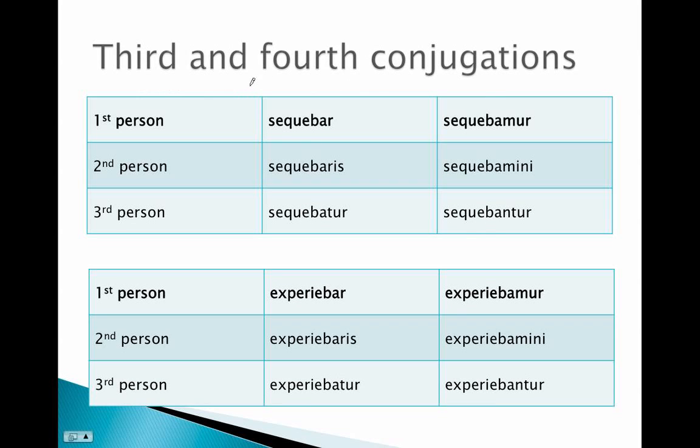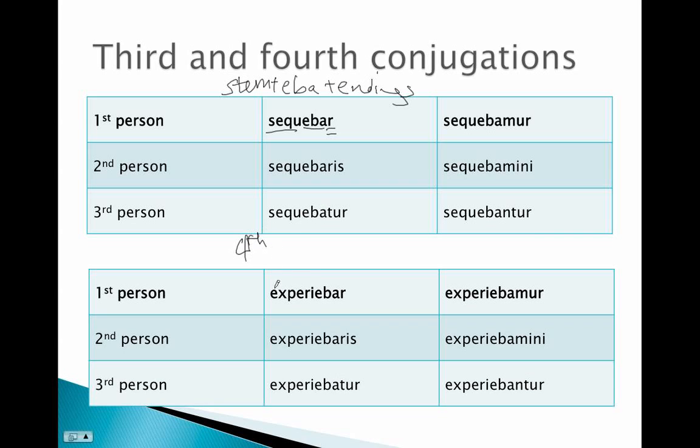And the same really follows for the third and fourth conjugations too. The difference here is we use our stem plus EBA plus our endings. And this is the same rule that applied to third and fourth conjugation regular verbs too. So we have our stem, seque, EBA, and ending. Sequebar, sequebaris, sequebatur, sequebamur, sequebamani, sequebantur. And experiebar, experiebaris, experiebatur, experibamur, experibamani, experiebantur.